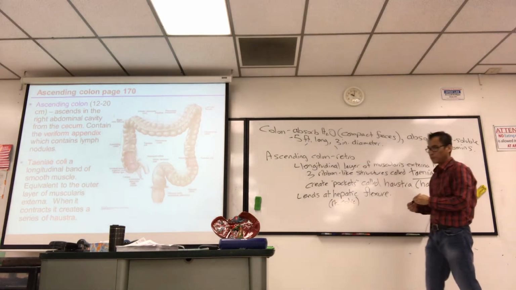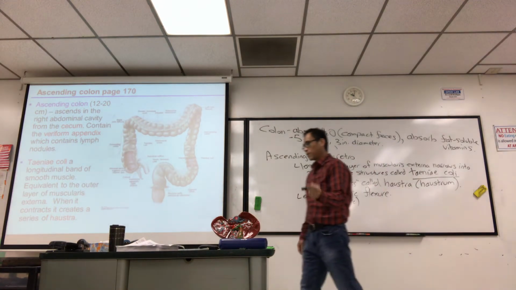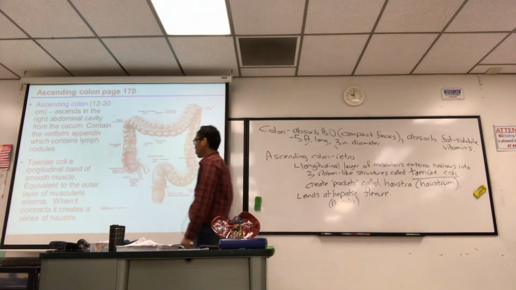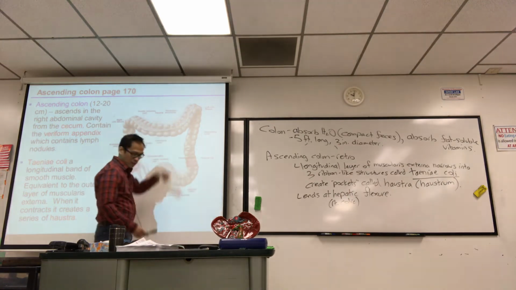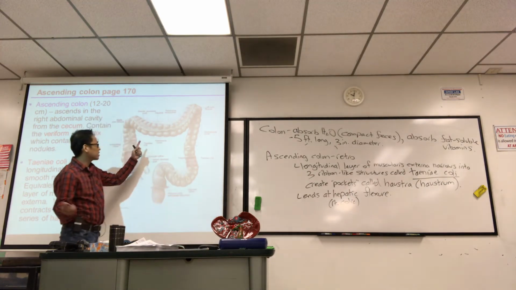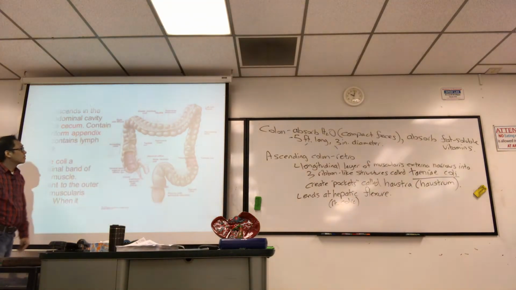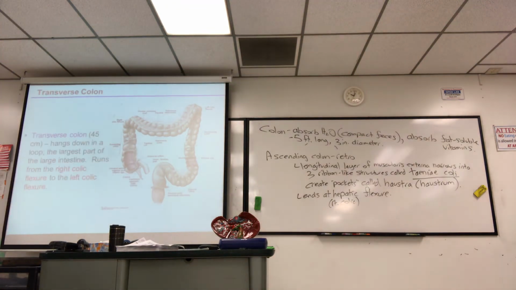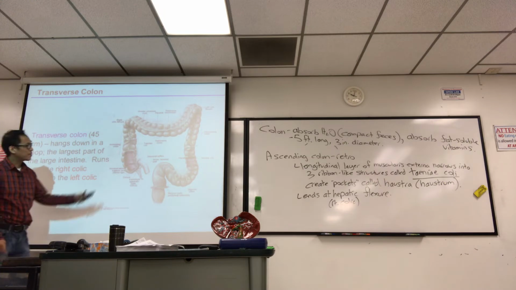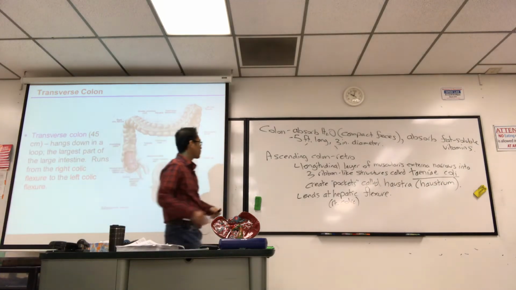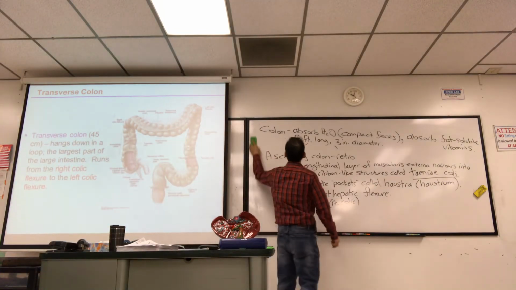Either term is acceptable. But then you make that turn, then you go across in the transverse plane. So this next part that kind of loops down like a hammock, the stomach is right on top of it, by the way. The transverse colon, 45 centimeters. It's the longest part of the large intestine. Yeah, a lot of times you get kind of cramps. It's either your stomach or your transverse colon, okay, if it's in that stomach area, because the stomach's right on top of it. Transverse colon.